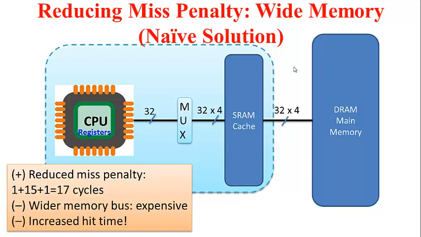More than the expense, we also have a performance related implication. We have now increased the hit time from the earlier scenario because the interface between the CPU and the cache now involves a mux which was not present earlier. So there is going to be additional delay for this mux which will add to the hit time.